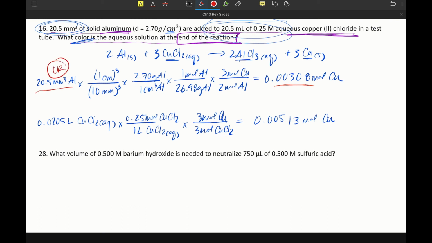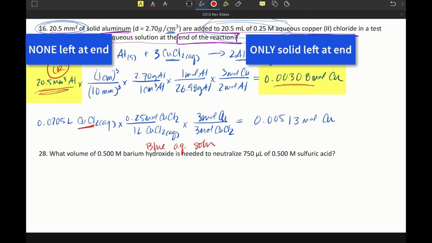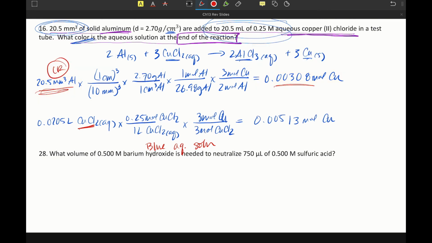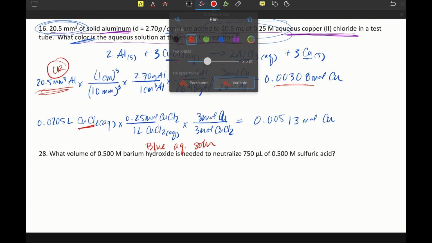So if aluminum is limiting, and I want to know what color the aqueous solution is at the end, I'm going to have excess CuCl2. So at the end, my aqueous solution is going to be blue, because I'm still going to have some aqueous copper chloride in there. Other pertinent observations at the end would be that there would be no more silver or gray solid remaining, because that was our limiting reactant. The only solid left in the beaker would be the brownish red newly formed copper. Does that make sense? These are observations that we can put together based on what we know from the math.